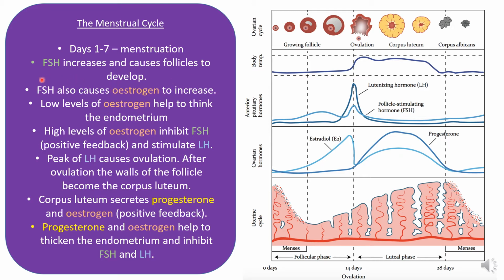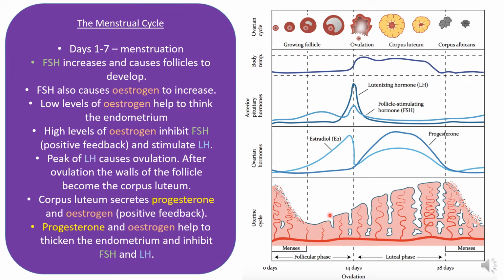FSH also causes estrogen levels to increase. So you can see here that your estrogen levels at the beginning of the cycle increase. Now, low levels of estrogen help to thicken up the endometrium. So they help to cause this kind of thickening of the endometrium, which is the lining of the uterus.